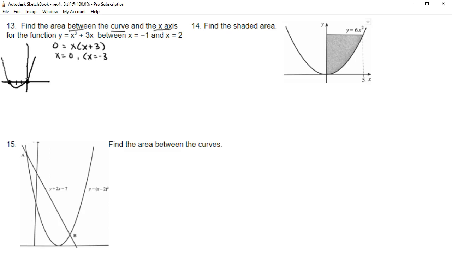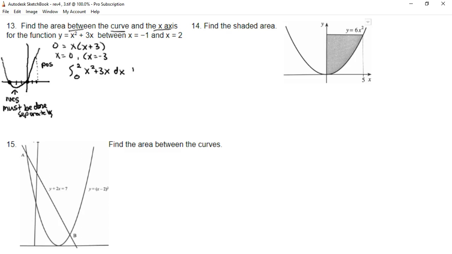And see, the point of this problem is that when I'm finding the area between the curve and the x-axis and it's above the x-axis, it's going to be positive. But when I find the area below the x-axis and the curve, well, then it's going to be negative. But I still represent it as a positive area. So what I've got to do is do them separately, and then add them together after I take the absolute value of the negative one.